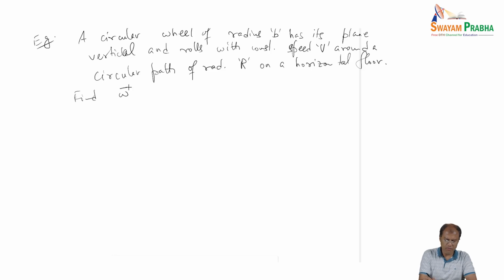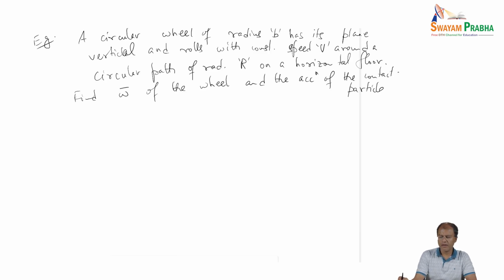Find the angular velocity omega of the wheel, and the acceleration of the contact particle, implying the contact point, the point where the wheel touches the floor. So the idea is we have a wheel which is moving along a circular path, and in doing so it is also rotating. That is how it can move ahead, right?